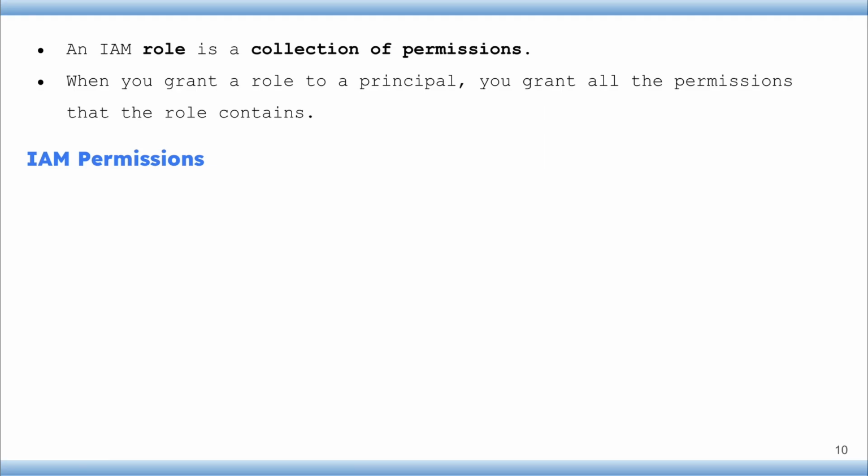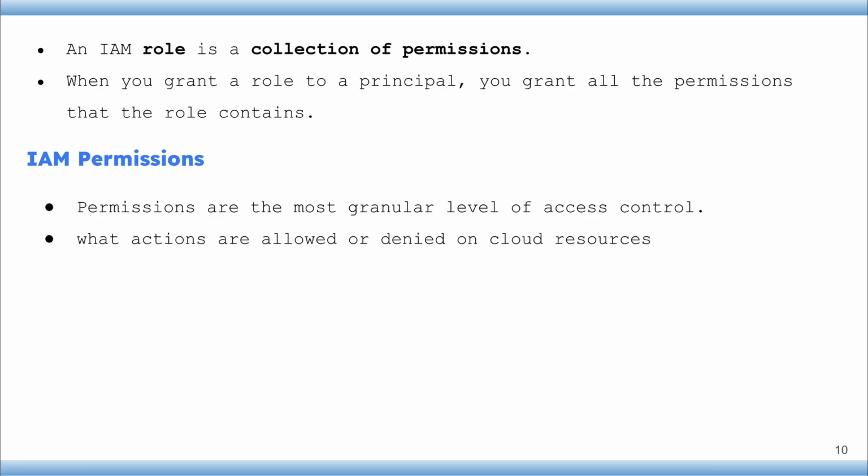IAM permissions are the most granular level of access control. Permissions define what actions are allowed or denied on the respective cloud resources. In most cloud platforms, a permission is written in the format of service.resource.verb. Basically, permissions will tell you what this identity can do. For example, a permission can allow you to read objects from a cloud storage bucket, start or stop virtual machines, or access a database.